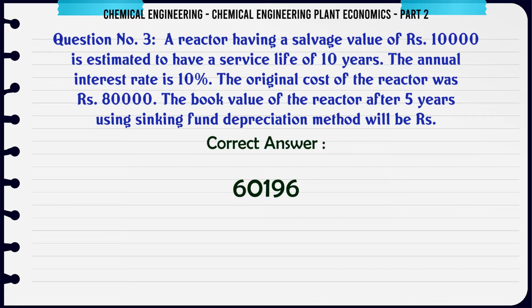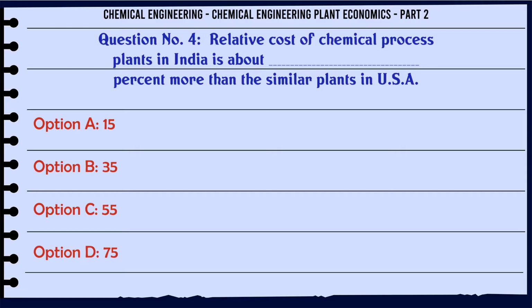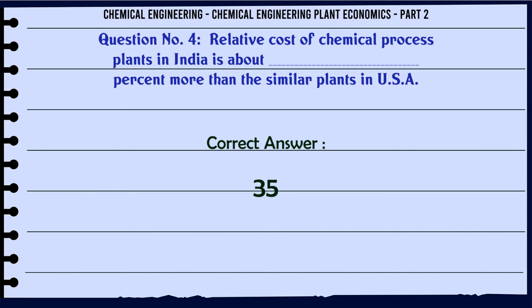60,196. Relative cost of chemical process plants in India is about _% more than the similar plants in U.S.A. A. 15. B. 35. C. 55. D. 75. The correct answer is 35.